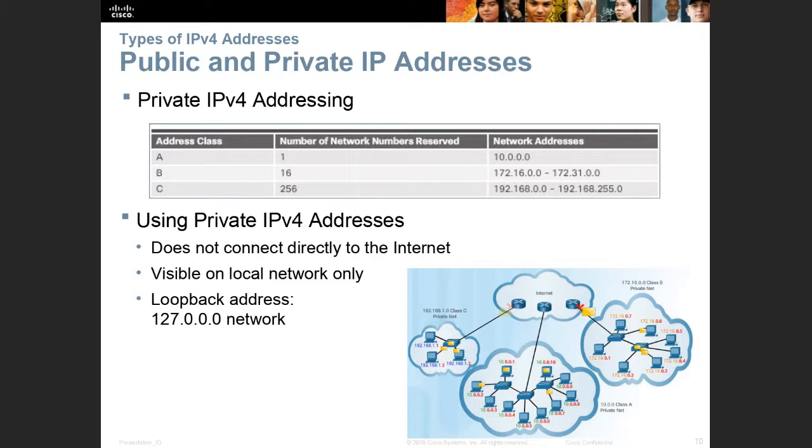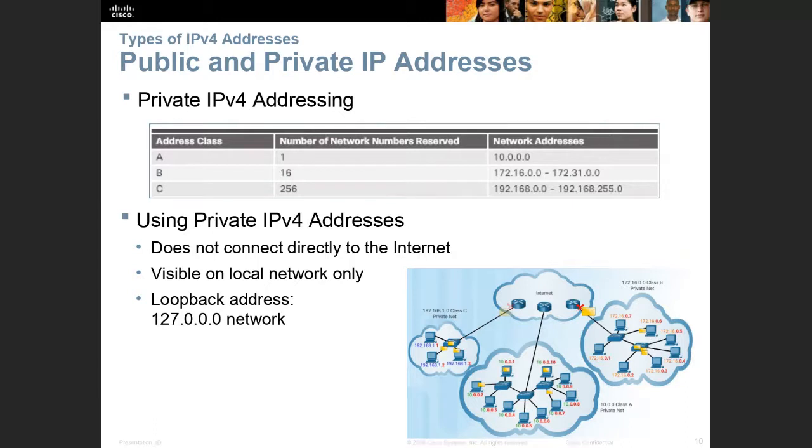The Class C addresses, when you only need up to about 200 devices, are good for home users or real small businesses. They don't connect directly to the internet. They're only visible on the local network. They'll be translated into a number you get from your internet service provider before they go out to the outside world. Your home router does that function automatically.